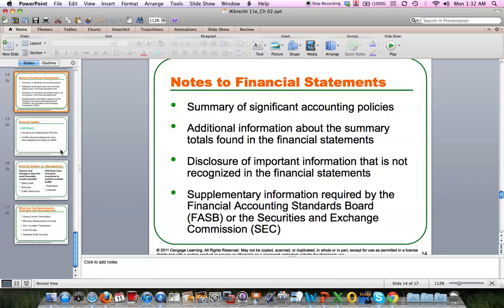So that's really what we're trying to do here. We're organizing all this information into the financial statements and the notes, giving it to third parties. They will then make a decision about our company. Do we buy stock of that company, or do we give that company a loan?